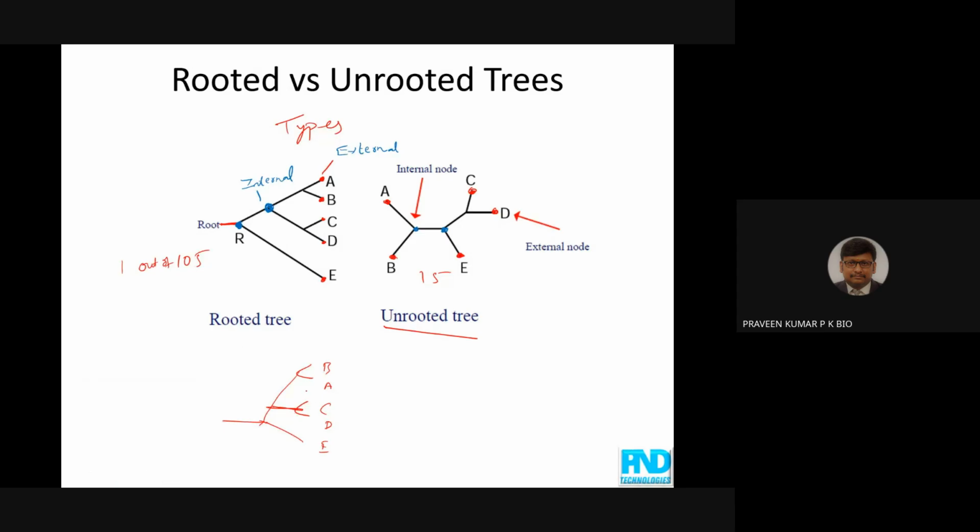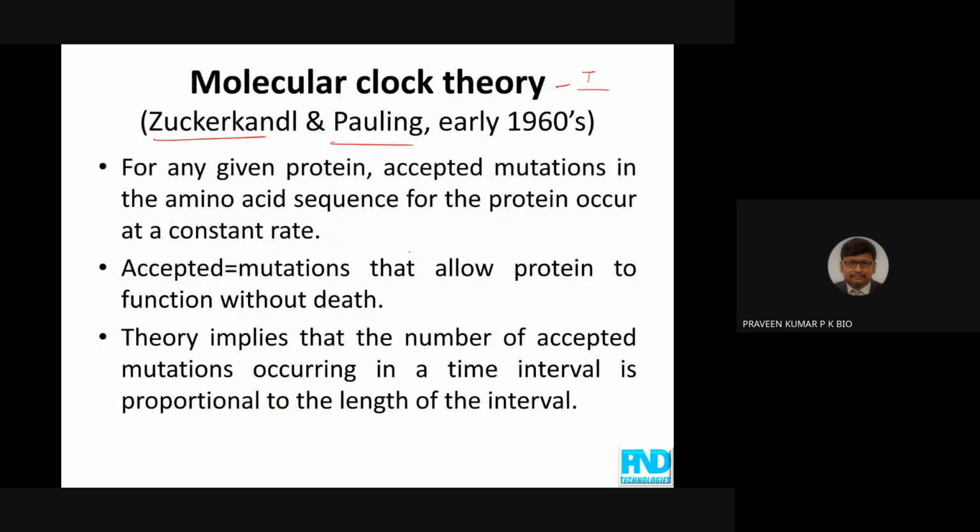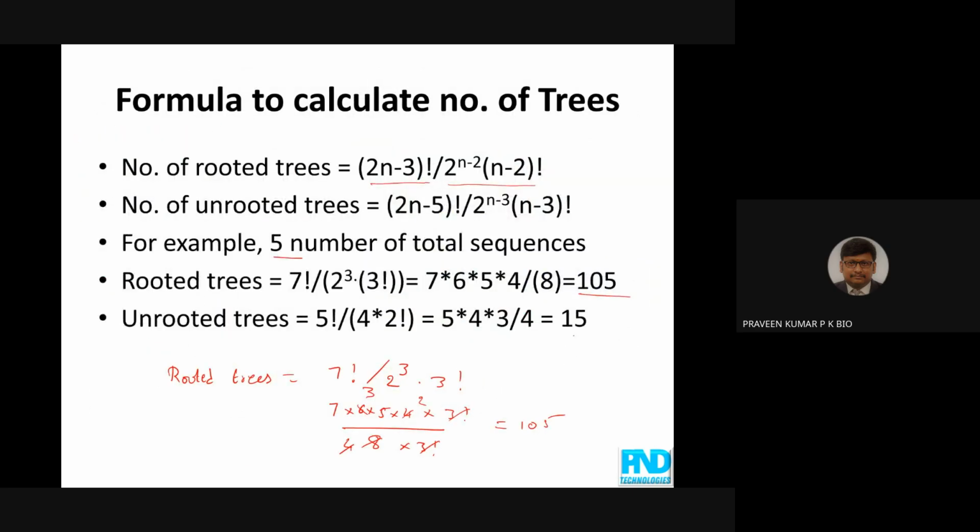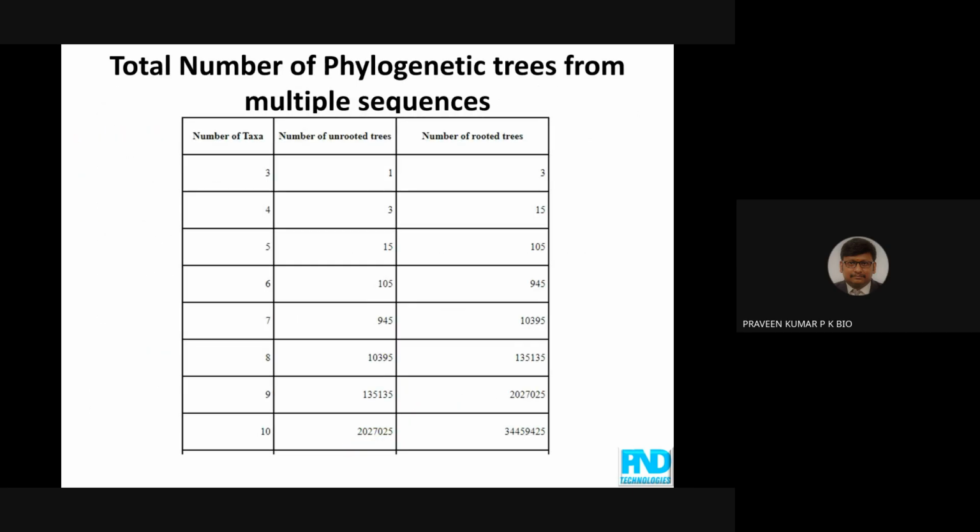Like this, we can have different kinds of trees. The possible number of trees is around 105. Similarly, even for this, B comes there, A comes here. Still it's different. Like this we have 13 more combinations. So this is something about how to calculate rooted and unrooted trees.